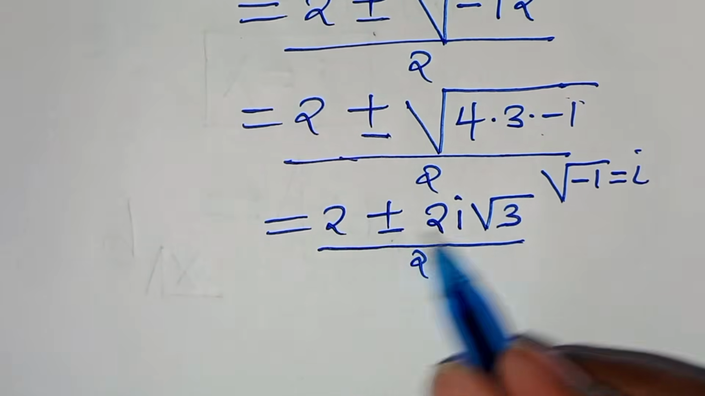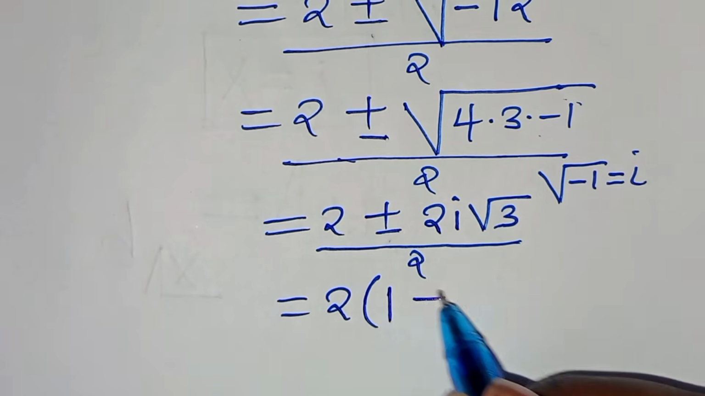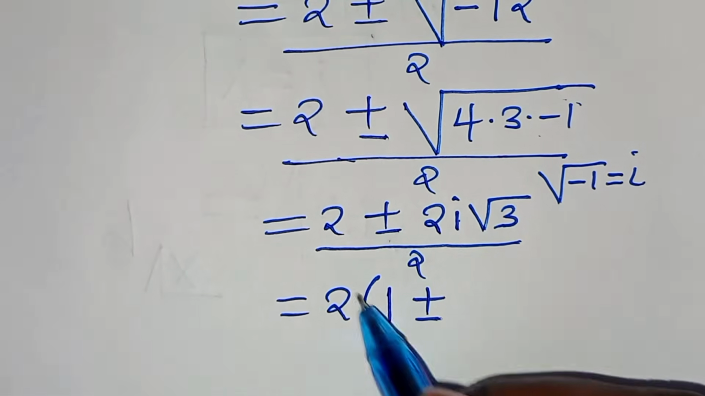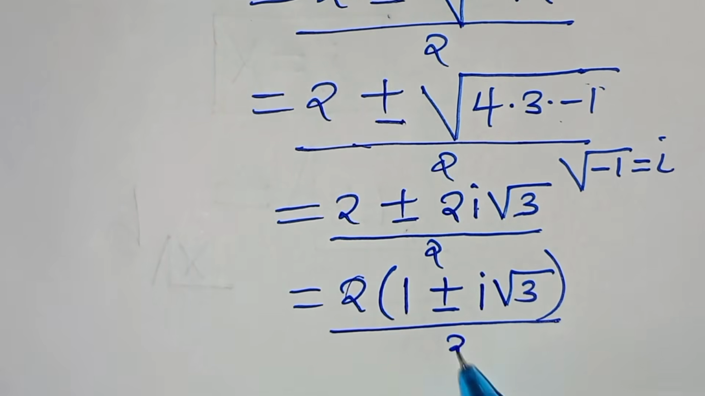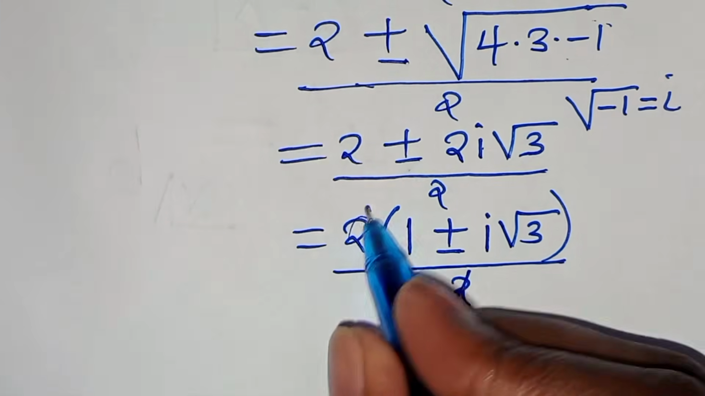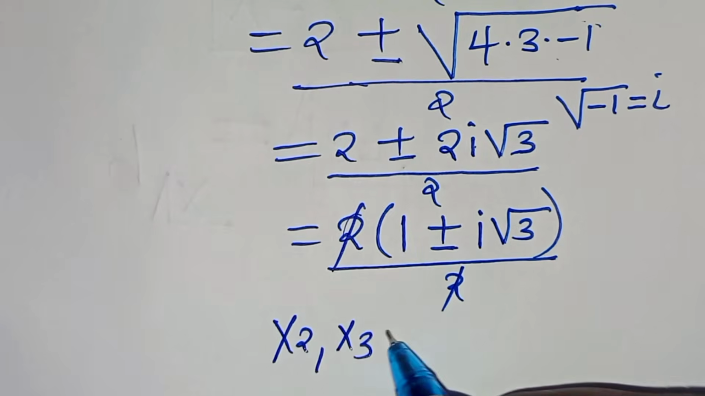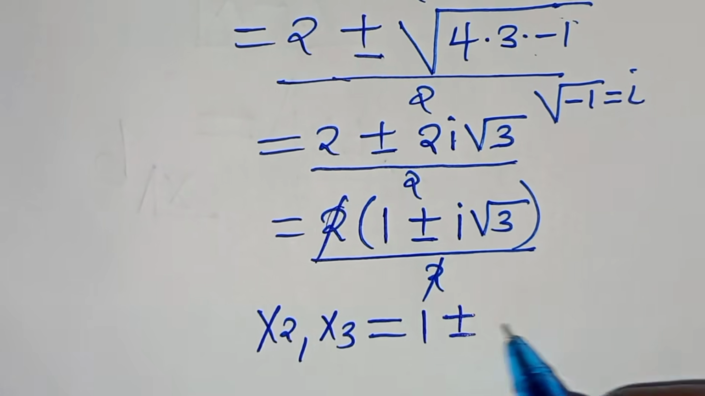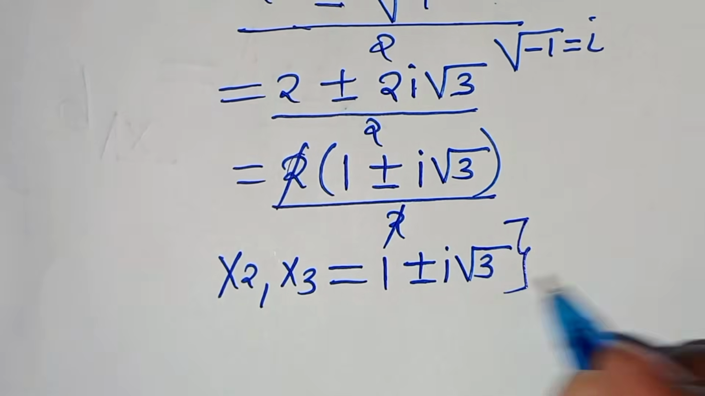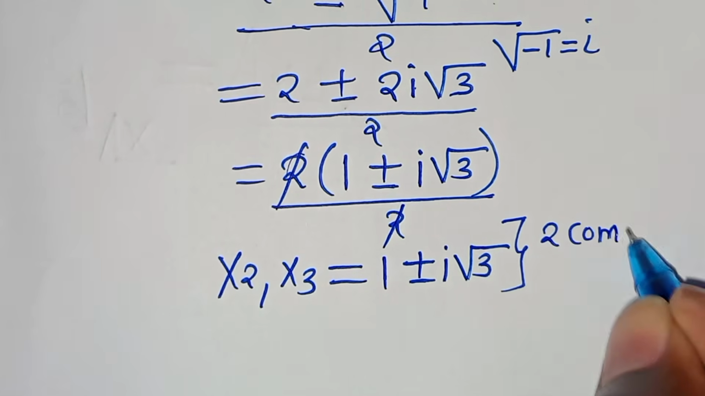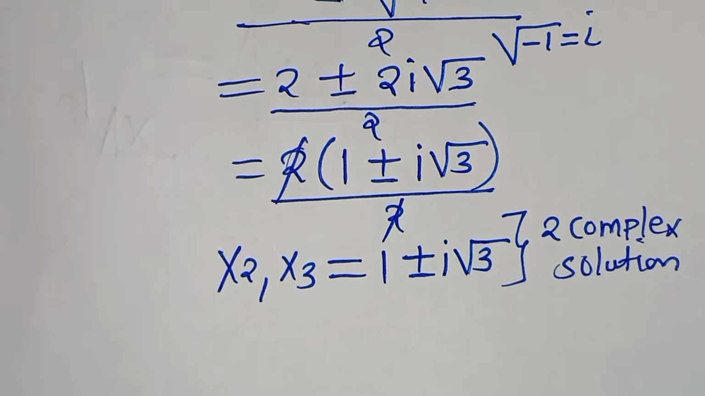Now in the numerator here, 2 is common, so we can factor out 2 so that we have 2 divided by 2, this is 1, plus or minus 2i square root of 3 divided by 2. Let's simplify 2 and 2 here so that now x2, x3 is equal to 1 plus or minus i square root of 3. Now we find that these are two complex solutions under case 1.